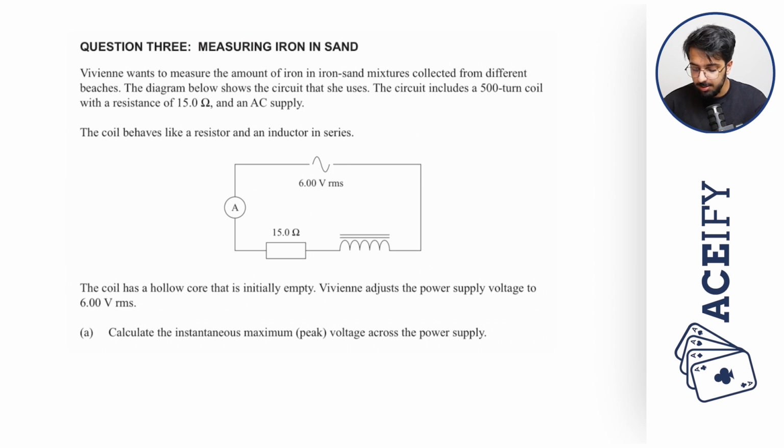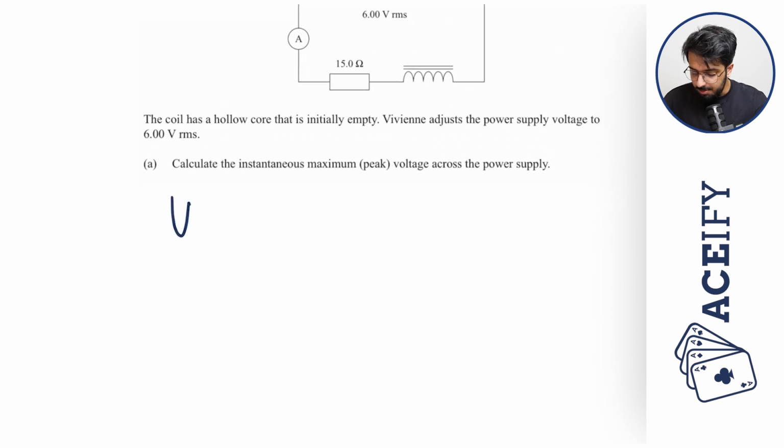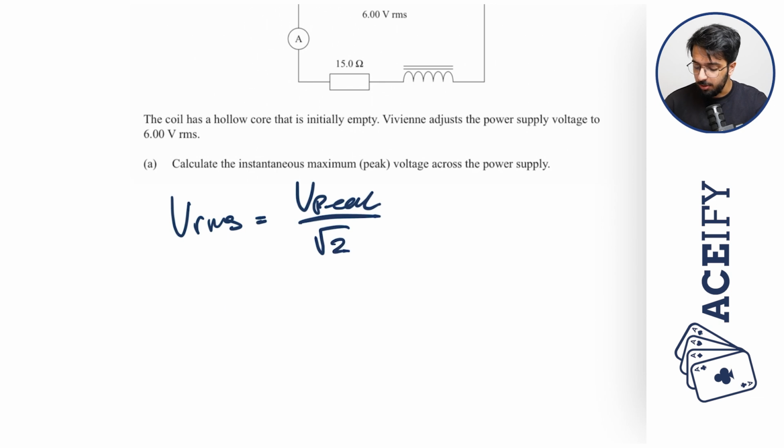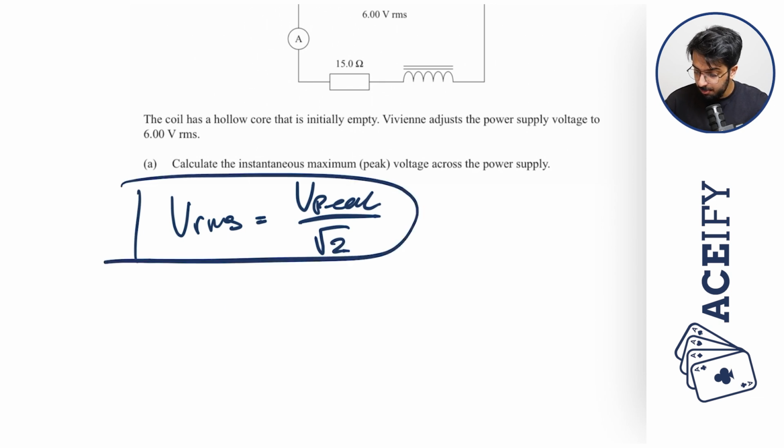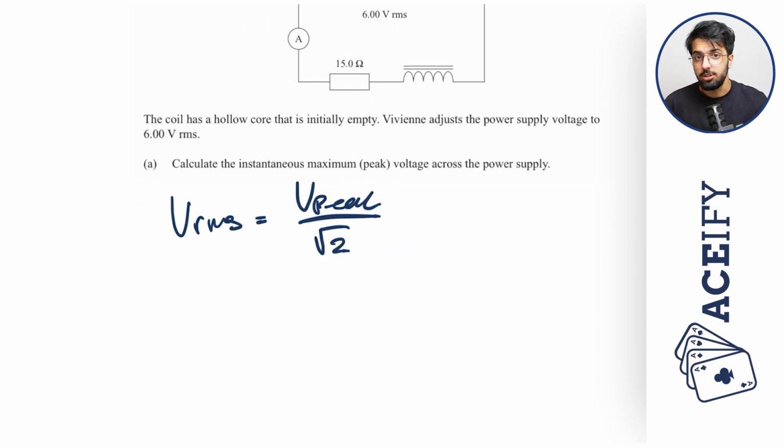Calculate the instantaneous maximum peak voltage across the power supply. Alright, so we know that our V RMS is equal to our V peak all over square root 2. If you don't know where this equation comes from, I go through it in my electricity playlist. It's in one of the videos, why V RMS is equal to V peak over root 2. So you can go check that out.